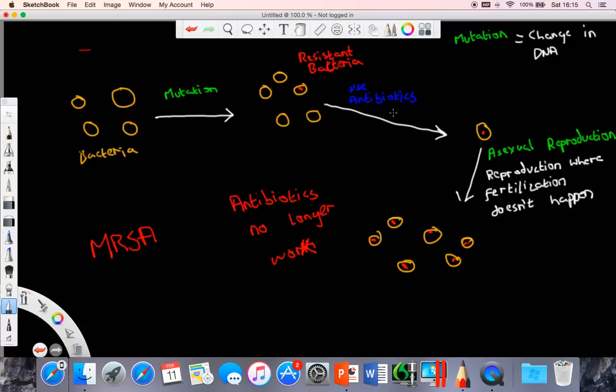If we hadn't used these antibiotics to begin with, this resistant bacteria would have probably died through starvation. It may not have got the nutrients it needs, or it may not have had space to reproduce. But because we've killed all of the other bacteria, this one bacterium with the antibiotic resistance now has all the space and nutrients it needs to reproduce. Okay?